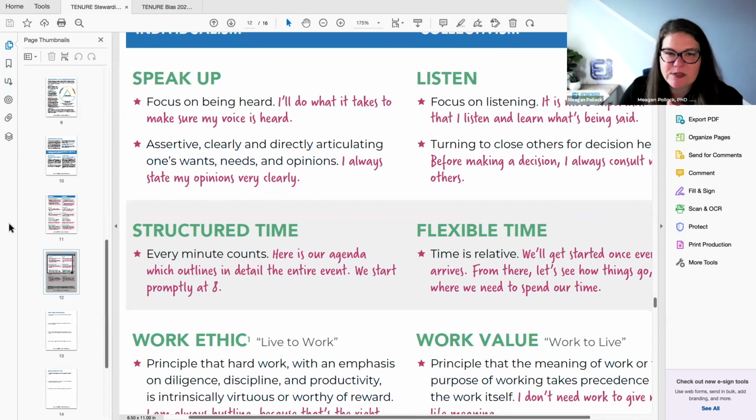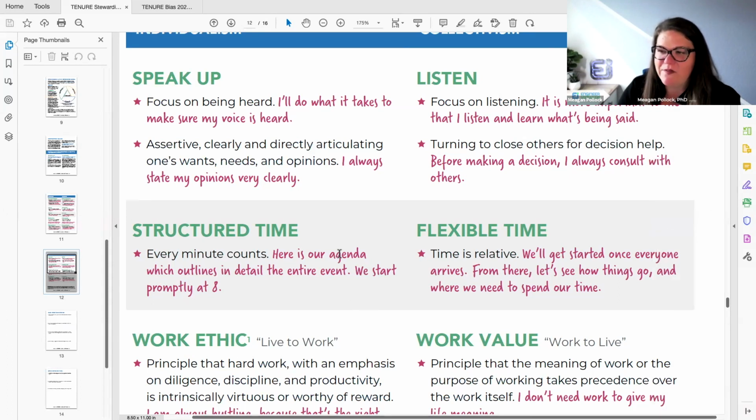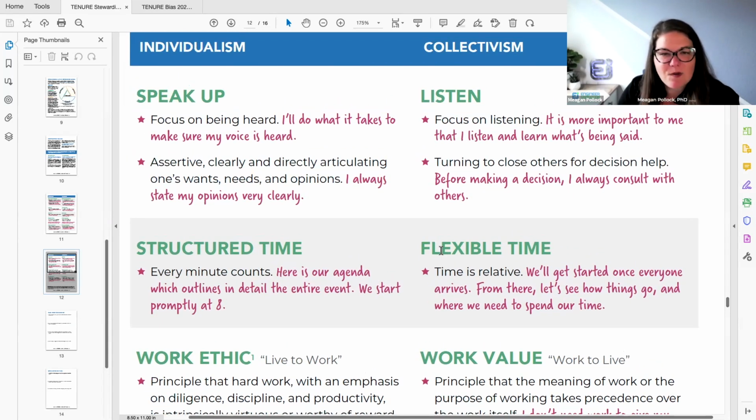Structured time versus flexible time. We talked a little bit about nursing and time, right? In individualistic cultures, it's very structured. Here's our agenda, I'm going to outline it in detail. We're starting promptly at this hour, no deviations. Whereas flexible time, which is more collectivist, is much more like, oh, we'll get started once everybody gets here. And again, some institutions don't allow for flexible time, right? But we have to acknowledge that for some people, that's not their MO, so they may struggle more with those things.